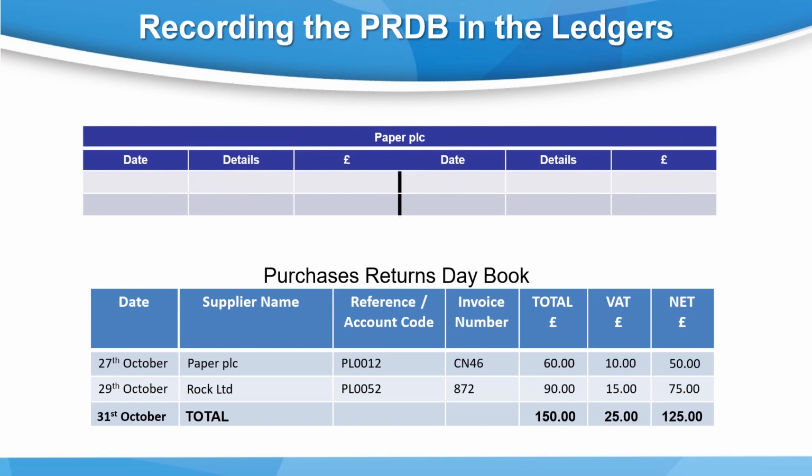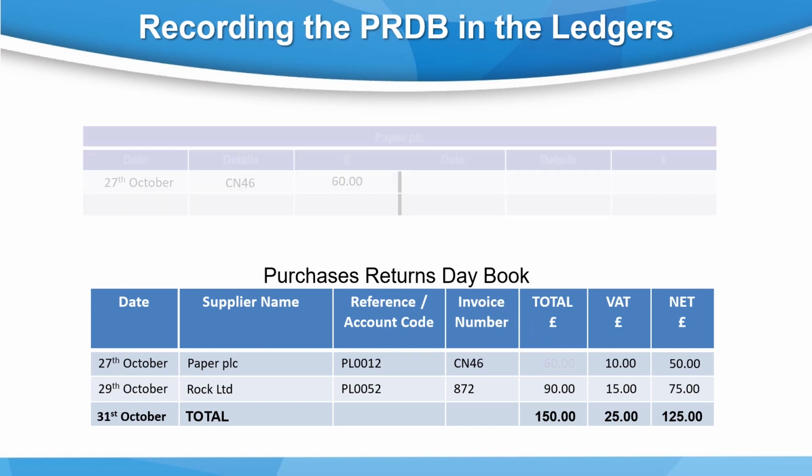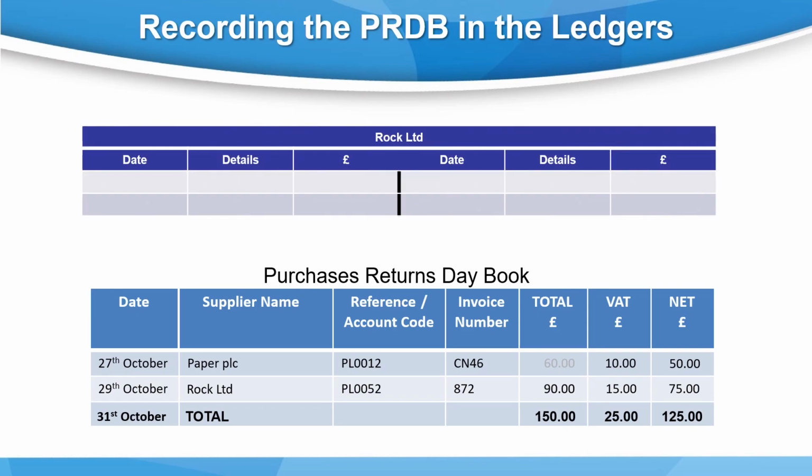First is Paper plc. Remember, we'll use the date of the original credit note here, not the date for the end of the month. And then the credit note number, and then the gross figure for the supplier from the purchases returns daybook. Now we'll do the same for Rock Limited.